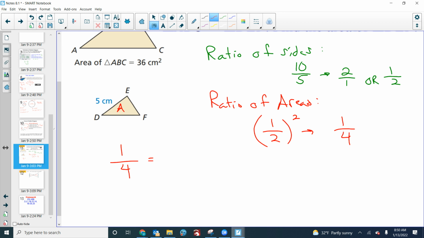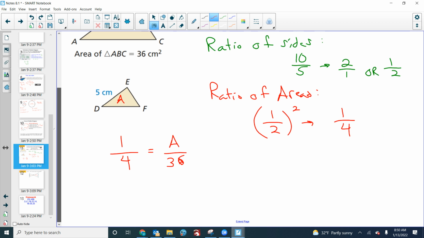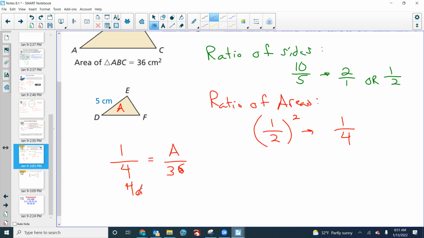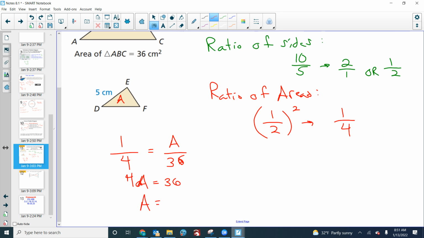little triangle's area, whether I know it or don't, has to go in the top. The little triangle, it's the area we're trying to find, right? So we call it A. And what is the area of the big triangle that we know? 36. Cross multiply, solve, 4A equals 36, divide by 4, area equals 9 square centimeters. Again, I know you can just multiply by 1/4, 36 times 1/4, and get the smaller area.